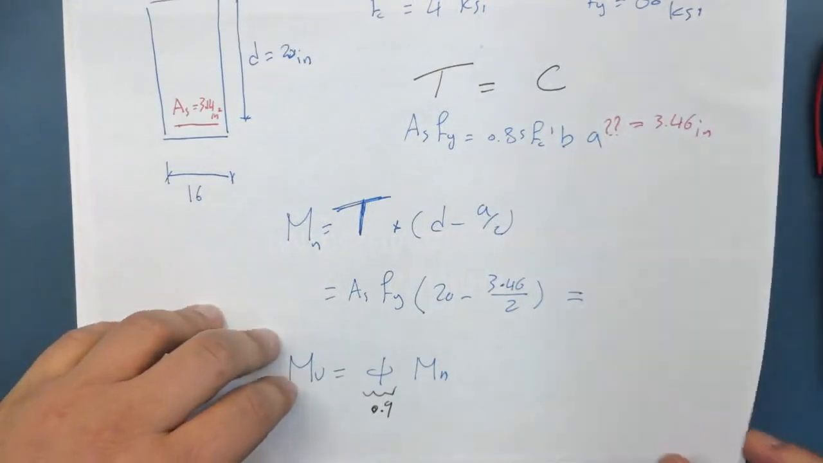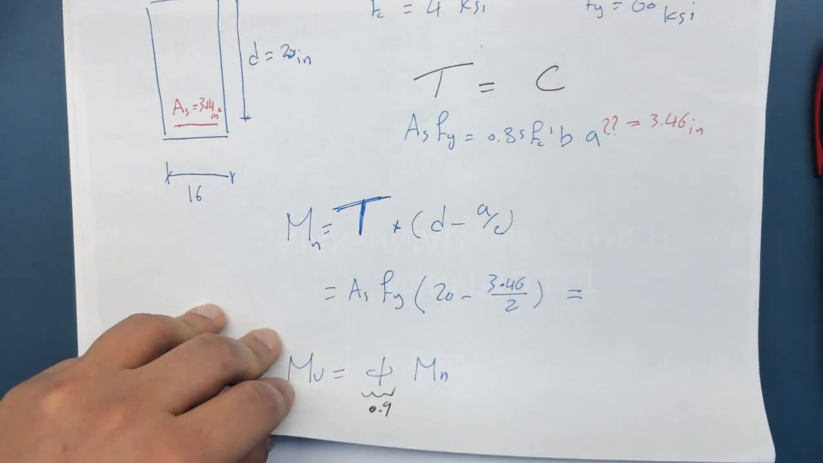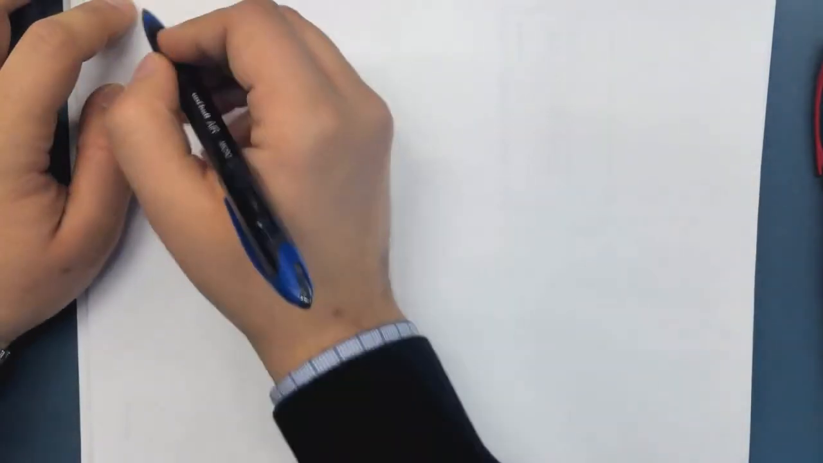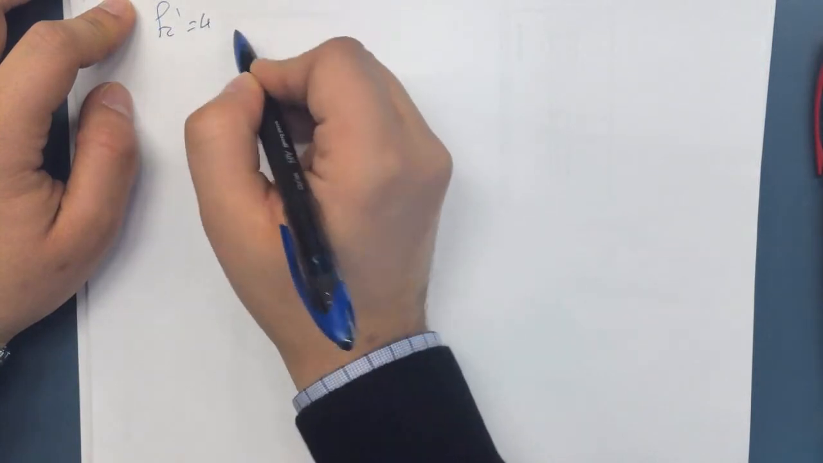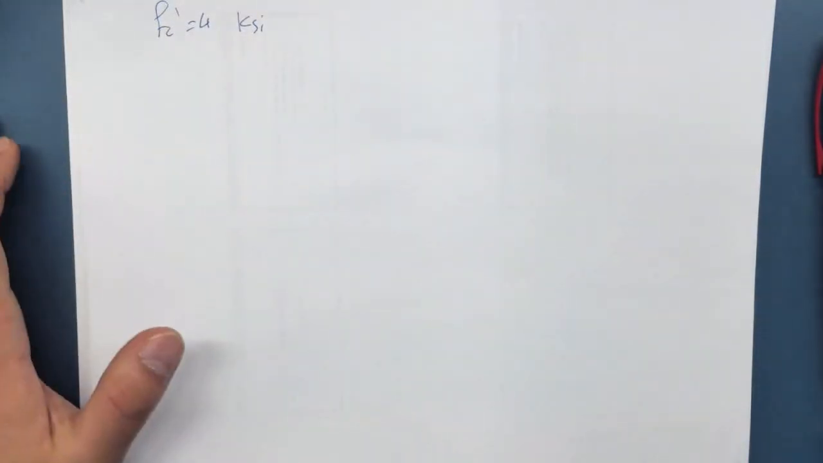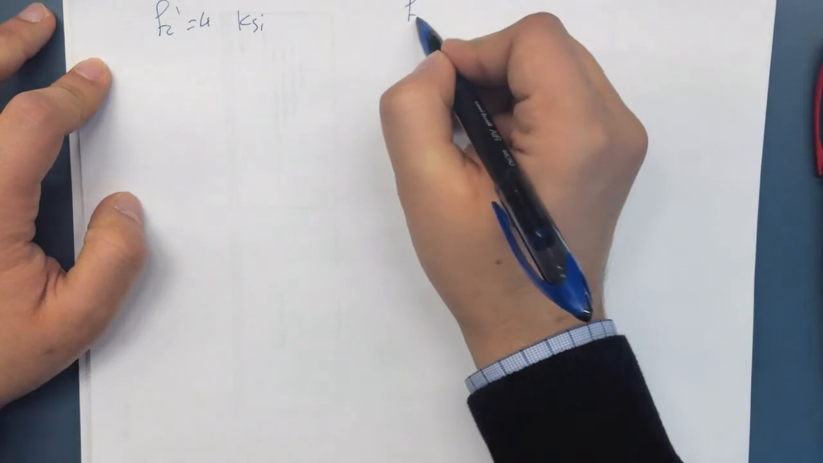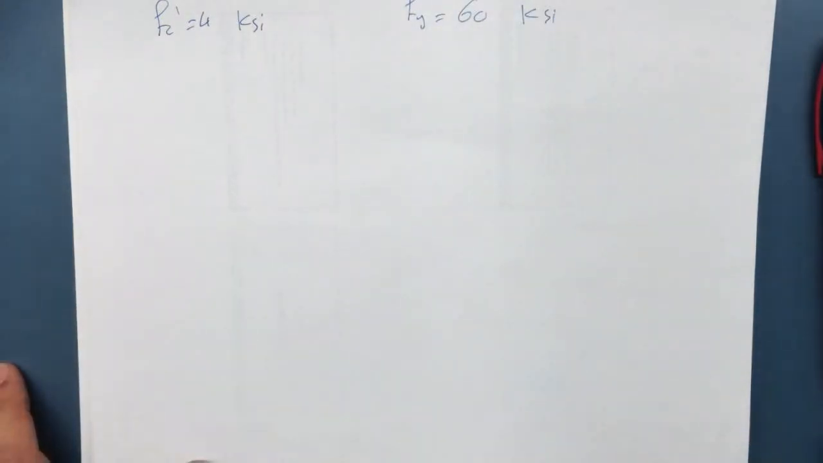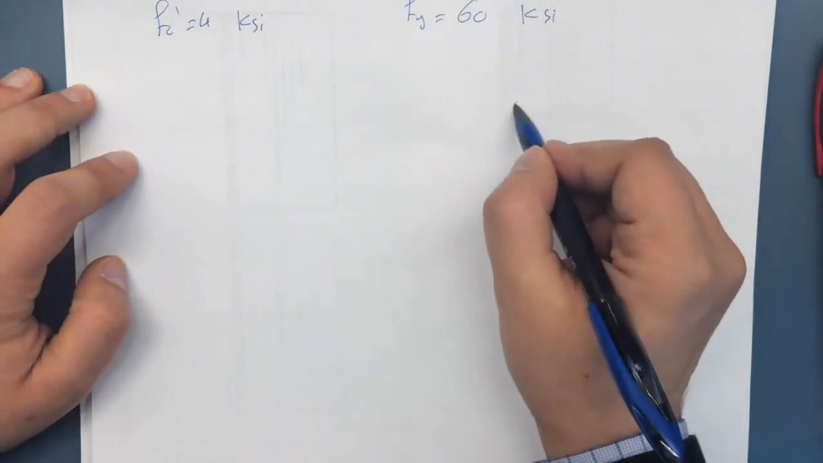Okay? So let's take a problem that involves this value of phi again, not directly, but just finding the strain. So this problem is saying there's a reinforced concrete section where f'c is equal to 4 ksi and fy is equal to 60 ksi. And it's a beam, it's simply supported. The span of this beam is 25 feet.